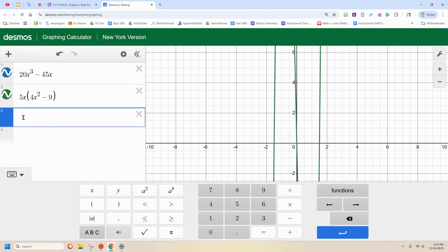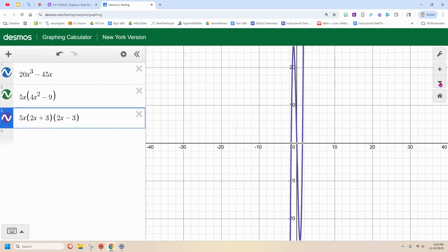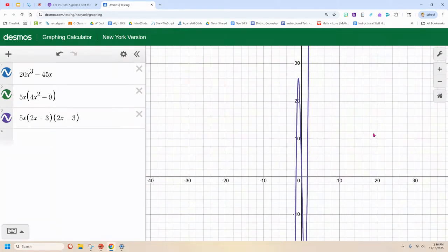And then my final answer is 5x, 2x plus 3 times 2x subtract 3. And you'll notice that all three graphs line up. So here, if I turn the purple off, I can put this one here, and then I could turn this one on, and it's underneath, and I could turn this one on, and it's on top. So all three expressions, and I can zoom out as well to see that they do match perfectly.